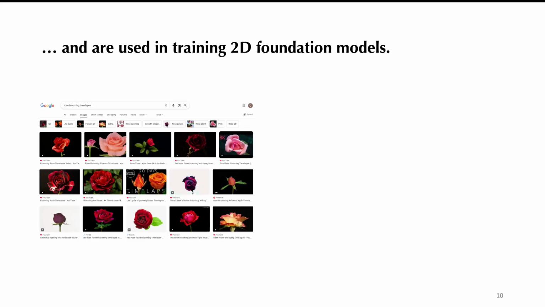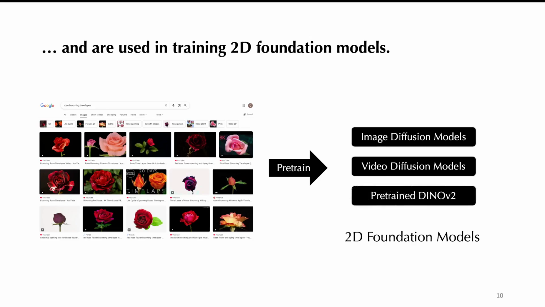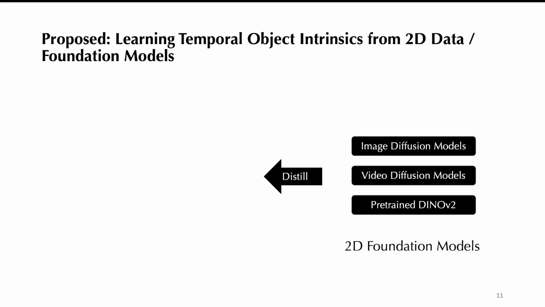Moreover, this large amount of 2D data has been used to pre-train foundation models, like image diffusion models, video diffusion models, and pre-trained feature extractors. That provides an interface to access this data. Given these foundation models, is it possible to find a data-driven pipeline that distills temporal object intrinsics from those foundation models?